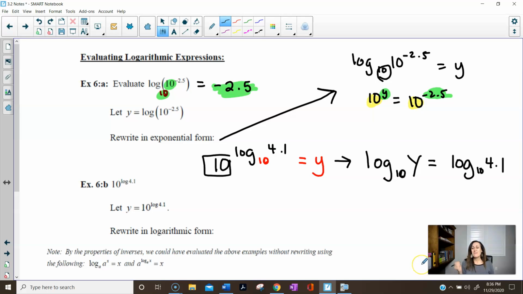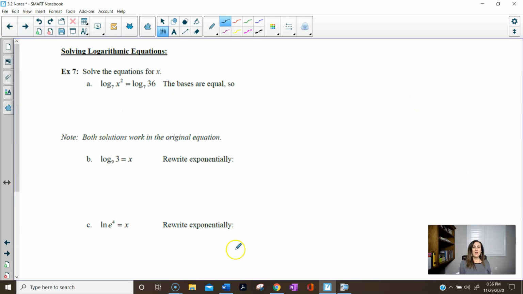Now you can see I've got that property where log base 10 of y equals log base 10 of 4.1. Therefore, I know, and here's rewriting it in logarithmic form, therefore I know that y is simply equal to 4.1. All right, solve the equation for x. We have to remember that if x is right here as an answer, the answer has to be positive. But because the answer is being squared, it doesn't matter if it's negative or positive, because once you square it, it will be positive. So log base 7 of x squared equals log base 7 of 30.